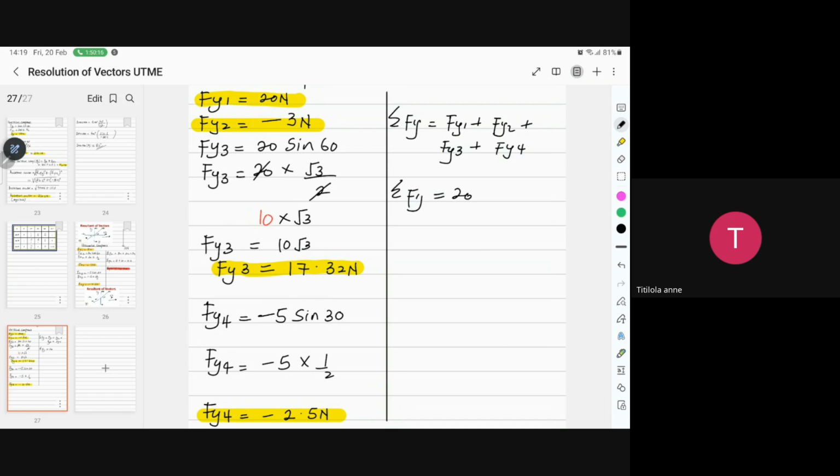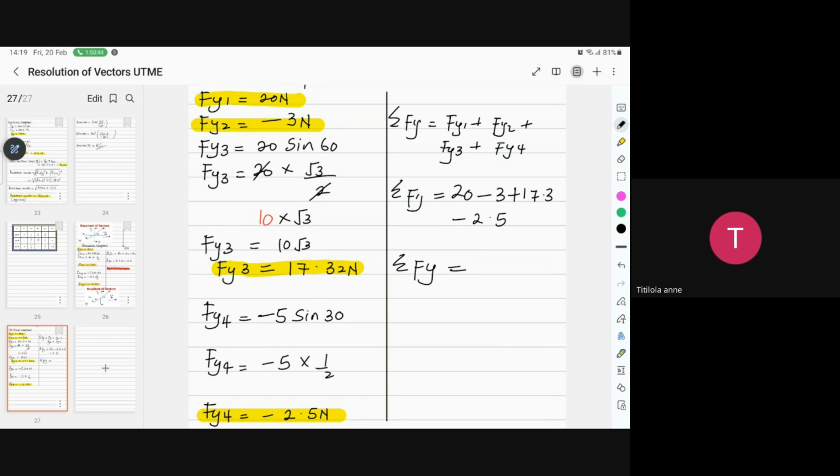Are we together, guys? 20 minus 3 plus 17.3 minus 2.5. So that summation of Fy is equal to what? Someone give us the value, please. 31.82. 31.82. So 20 minus 3.